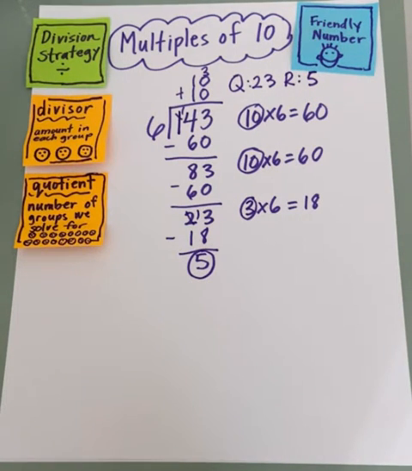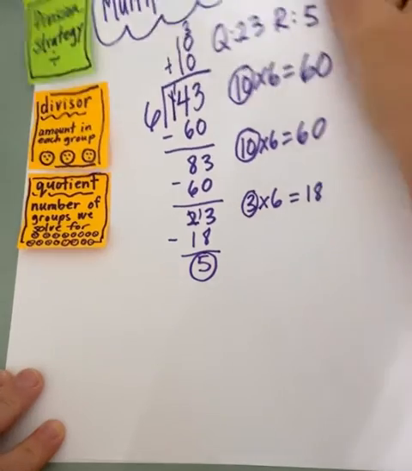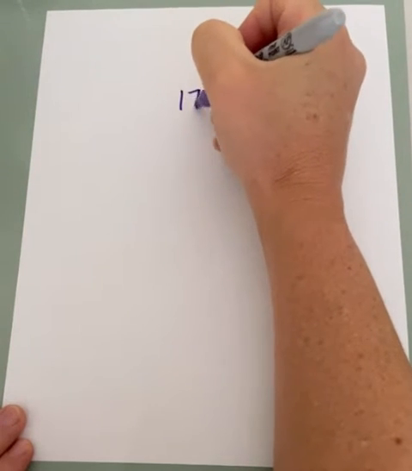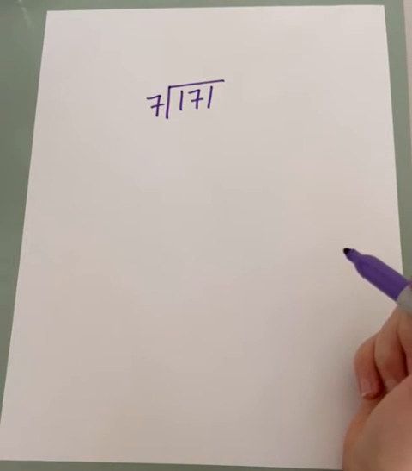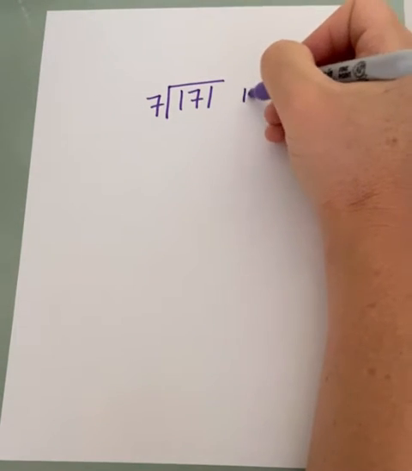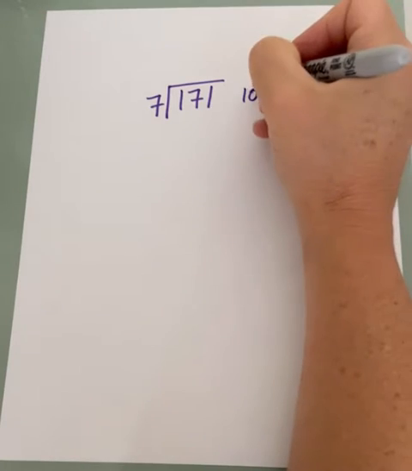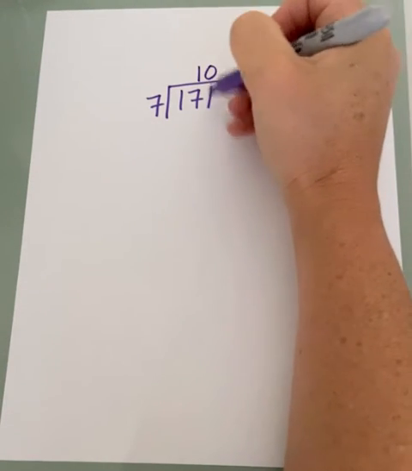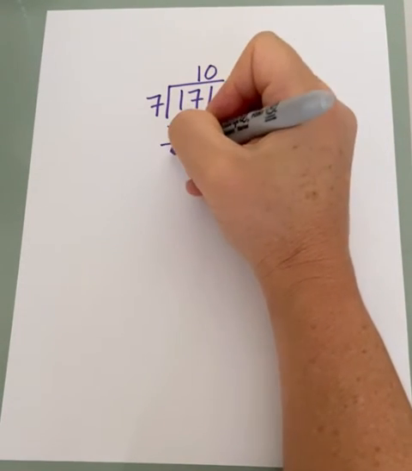Let's try multiples of 10 again on another problem with a 3-digit number. Why don't you do this work with me? We're going to do 171 divided by 7. All right, mathematicians, do you remember what to do first? That's right. Are there 10 groups of 7 inside of 171? Yes, there are. So we're going to take those 10 groups of 7 and put them up here, keeping our place value. Then we'll subtract 70 from the total. And when we do that, we're left with 101.